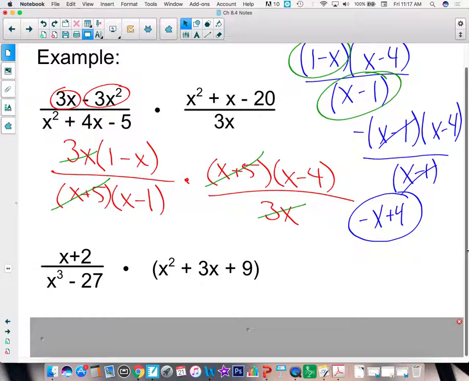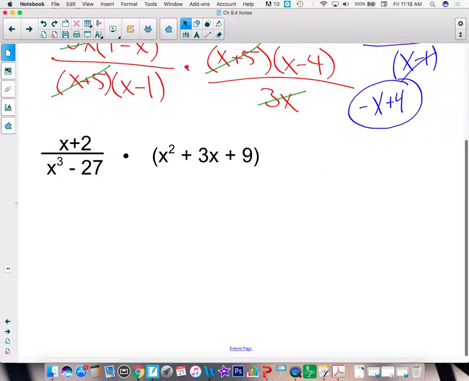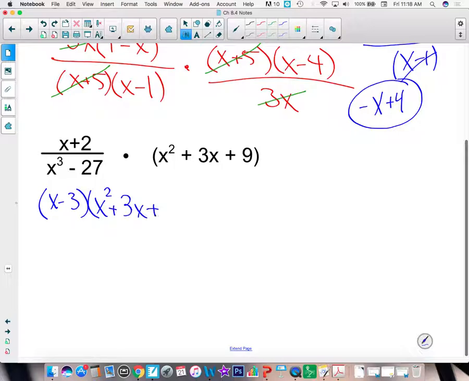Then I have a squared plus ab, so it's 3x plus b squared. So looking from here to here, what's going to cancel? That whole line is going to cancel. Okay, so if I factor this one out on the board here so you guys can see it, you got x minus 3 times x squared plus 3x plus 9. That's the stuff on the bottom.